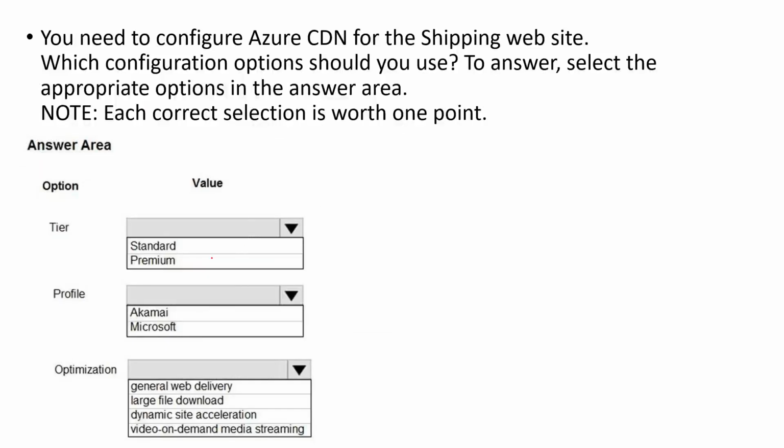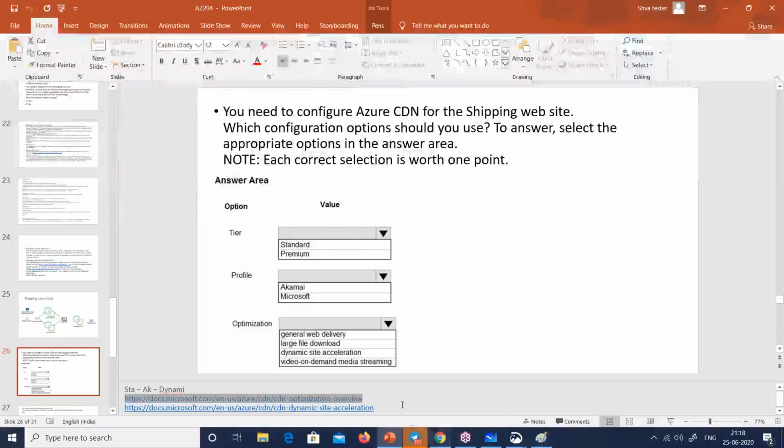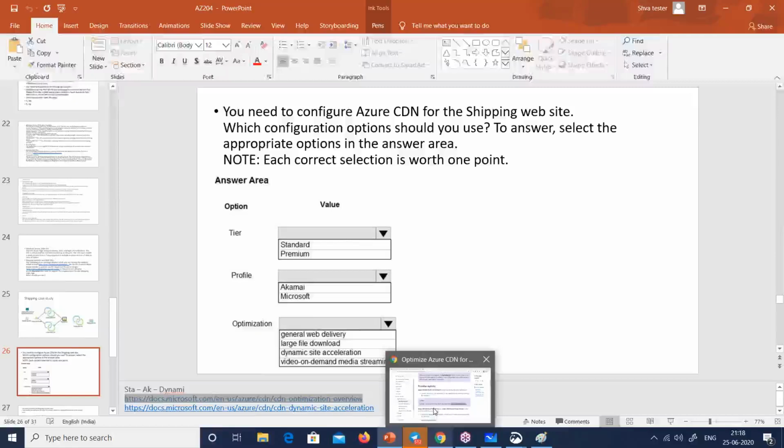So I would select standard, I would select Akamai, and then in that Akamai, I will select dynamic site acceleration. Remember, whenever you select Akamai also, you can't just select static, because he has mentioned it in the case study.